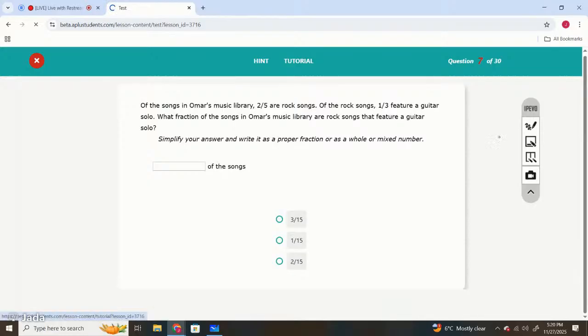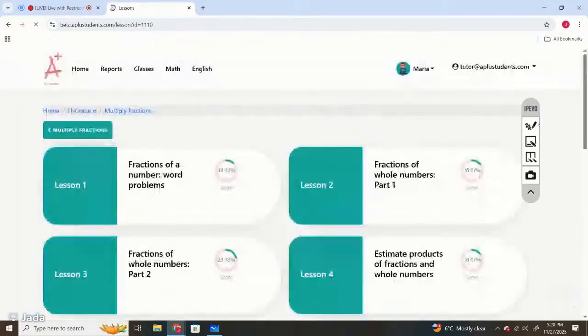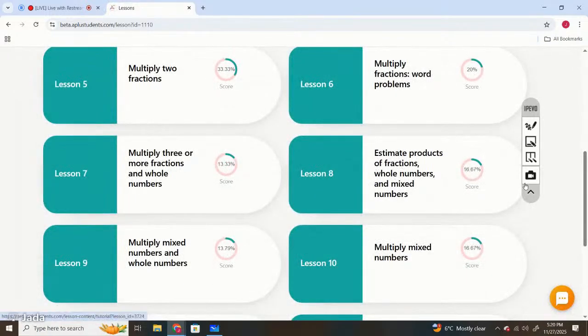Okay, you can complete the lesson by yourself later today. Let me just move on to the next lesson. The next lesson is multiply 3 or more.